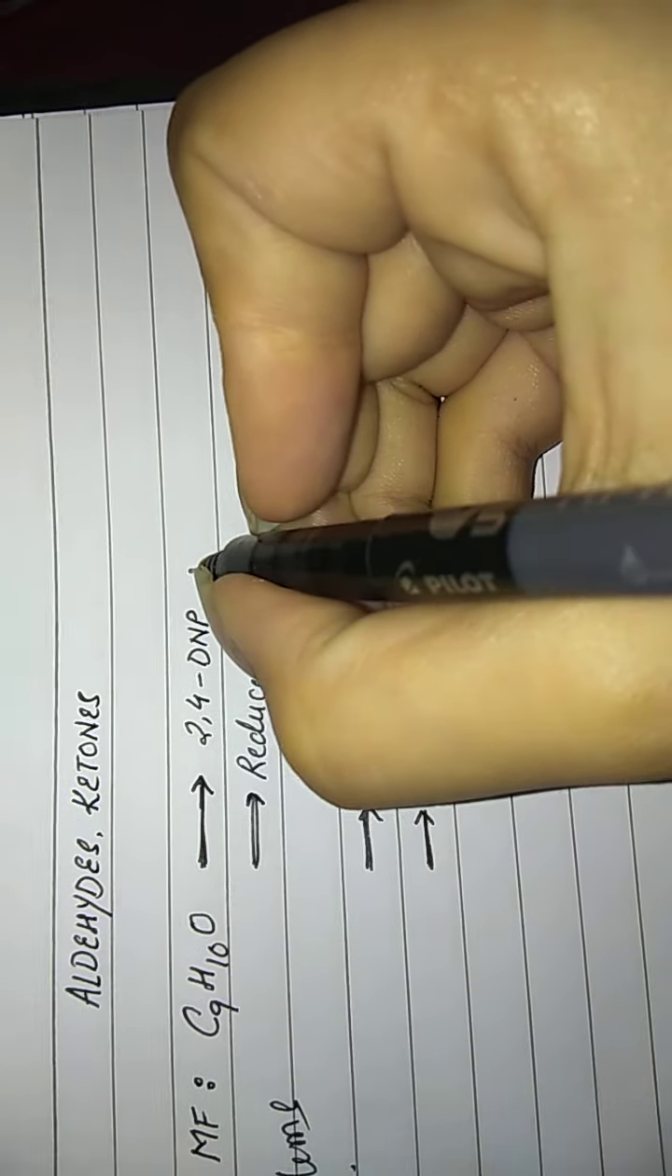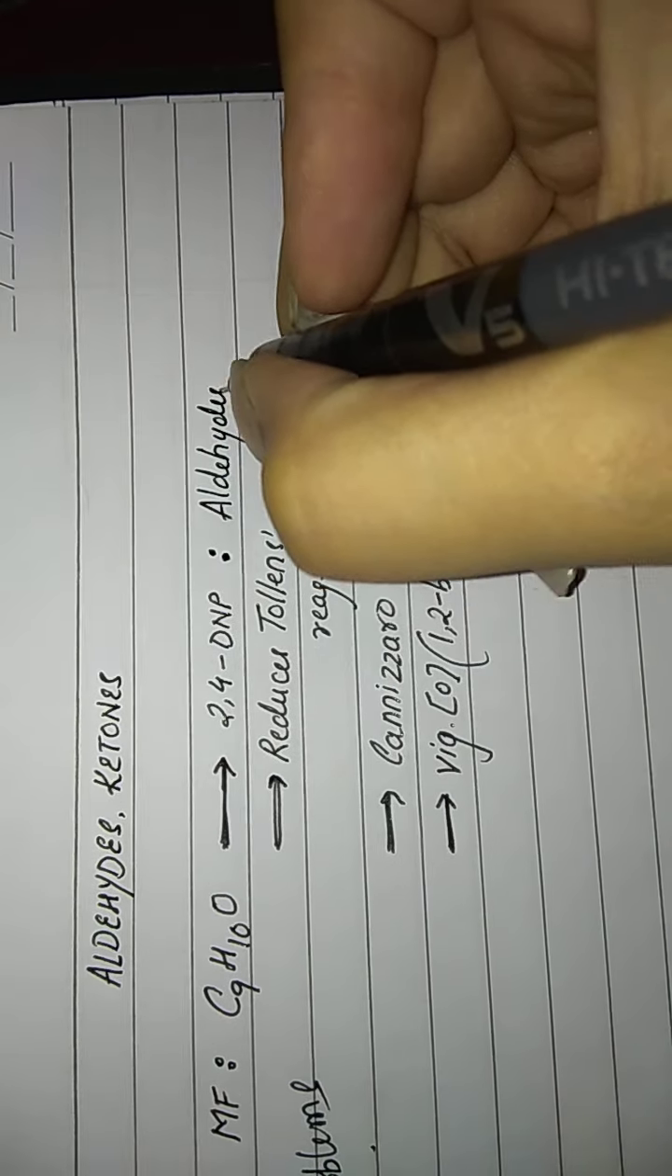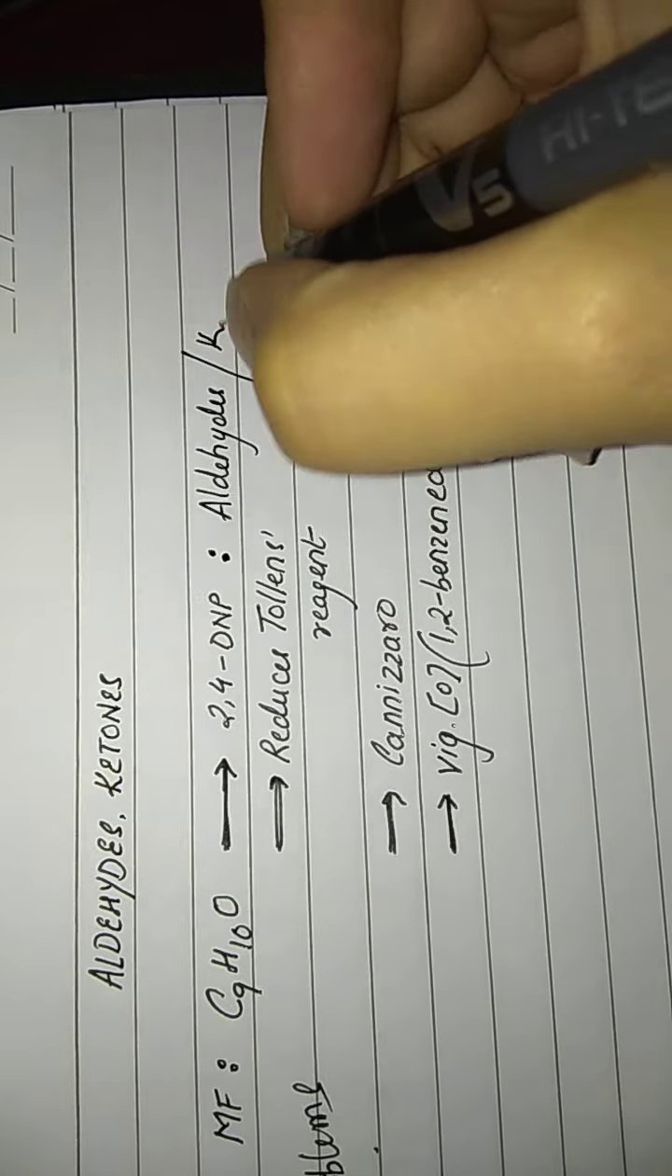It says that this particular compound gives a 2,4-DNP derivative. 2,4-DNP derivative means 2,4-dinitrophenyl hydrazone derivative. What kind of compounds give 2,4-DNP derivatives? Aldehydes and ketones. So from this, we've got the information that this compound can either be an aldehyde or a ketone.